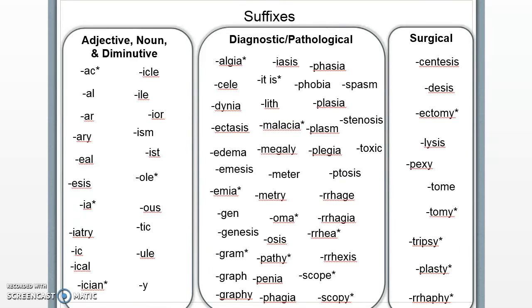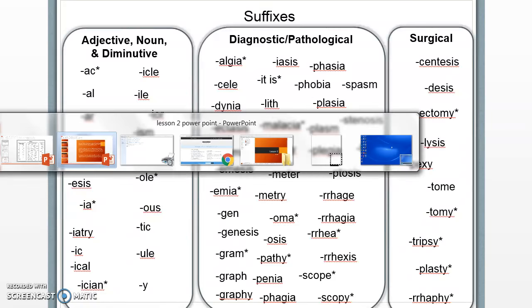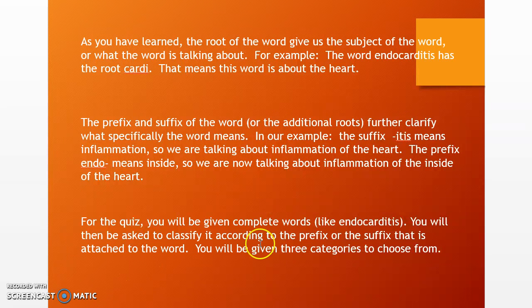The other thing is suffixes. Know the categories, right? They're adjectives, they're diagnostic, or they're surgical. Okay, so if you get a multiple choice question on the quiz and it says, is this surgical, descriptive, or diagnostic, you need to look at the suffix. That's what you need to pay attention to on the quiz, okay? So for the quiz, they'll give you complete words. Here's an example, endocarditis, and then you'll be asked to classify that according to the prefix or suffix, and you'll be given 3 categories to choose from.